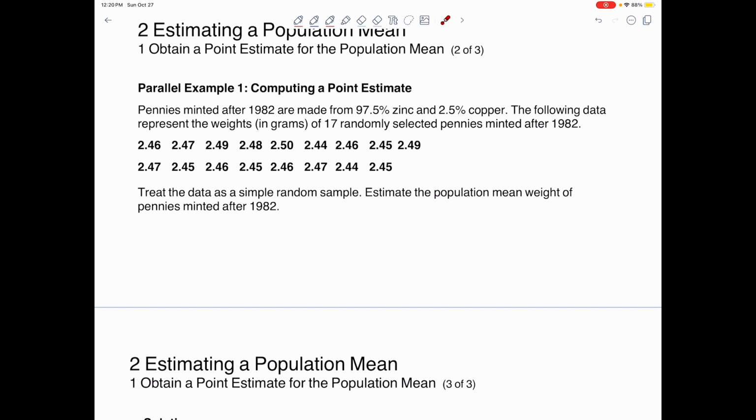Pennies minted after 1982 are made from 97.5% zinc and 2.5% copper. The following data represents the weights in grams of 17 randomly selected pennies minted after 1982. So here is the set of data. Treat the data as a simple random sample. Estimate the population mean weight of pennies minted after 1982.